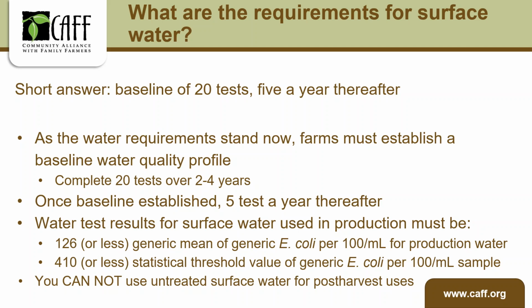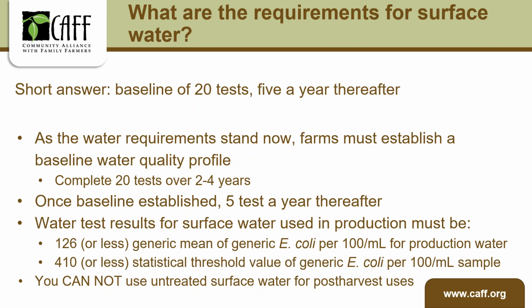So similar to well water, for surface water you need to create a baseline water quality profile, and you do that by taking 20 tests over 2 to 4 years. And then once you have that baseline established, you need to take at least 5 tests a year thereafter. And for the surface water you're using in production, like irrigation of your crops, you need to make sure those tests have a geometric mean of 126 or less for generic E. coli, and 410 or less on the statistical threshold value.